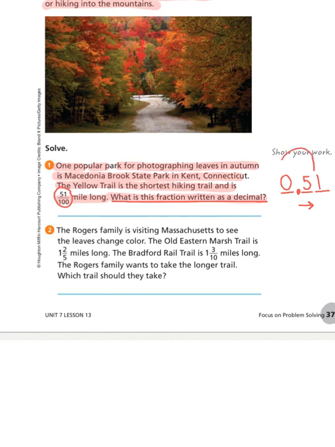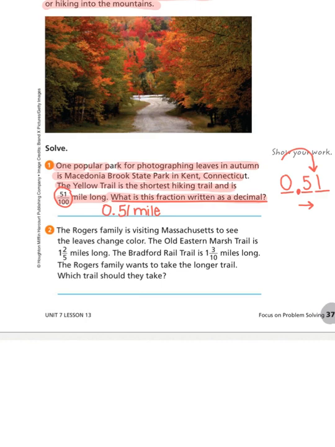You should be thinking when you look at this number, 51/100ths, wow, that's about half a mile. Why? Because 50 is half of 100, and 51/100ths would be very similar to about half a mile. So, written as a decimal, I would say 0 and 51/100ths of a mile long.